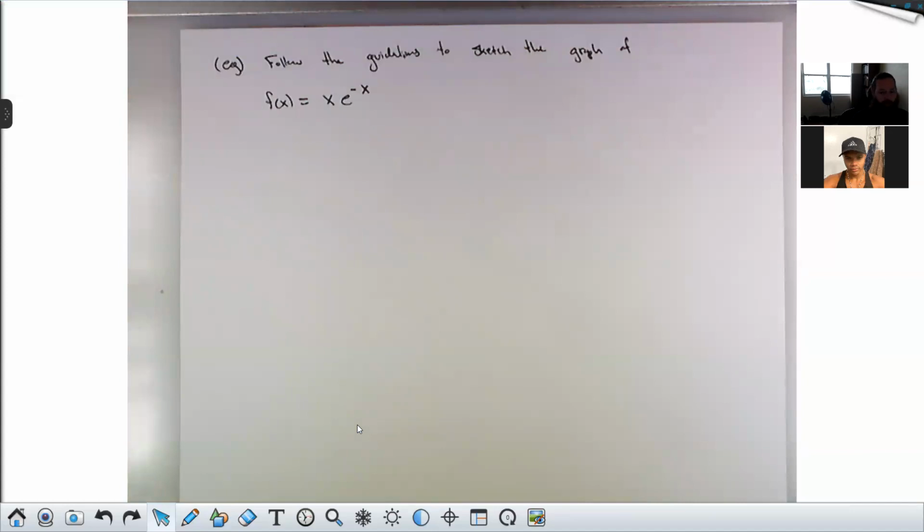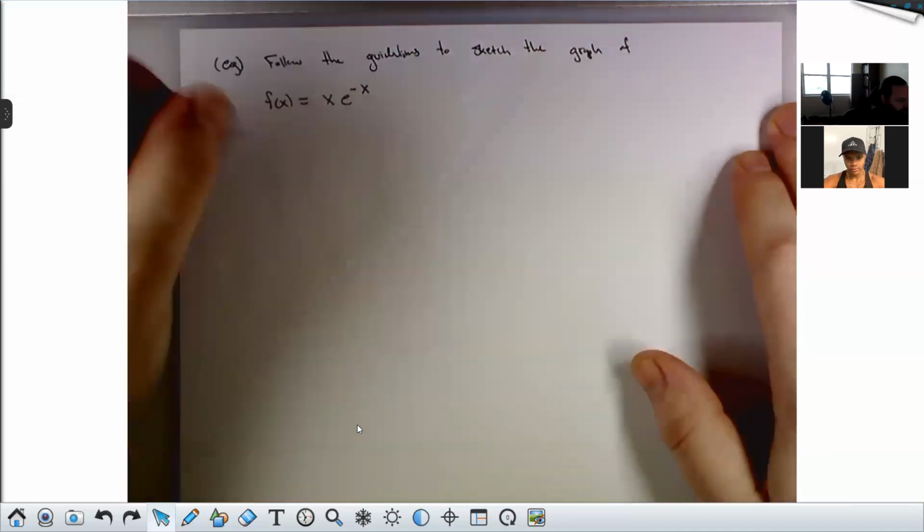Everybody on board with what we're trying to do? This is how human beings draw good graphs, right? Not computers. This is how humans do it.